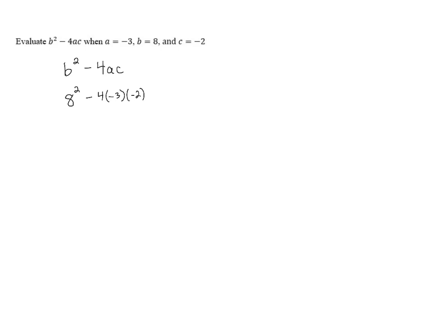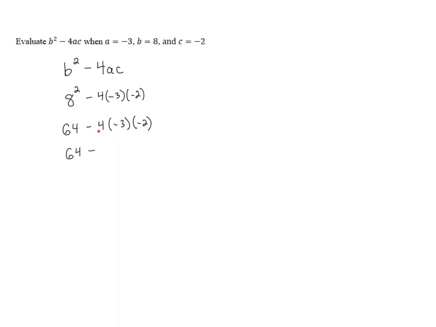Now we start with exponents. 8 squared is 64. So this is 64 minus 4 times negative 3 times negative 2. Now I want to take a look at this product. If we look at this product, we know that these two negatives are going to cancel out, the negative on the 3 and the negative on the 2, but there's nothing to cancel out with that subtraction.